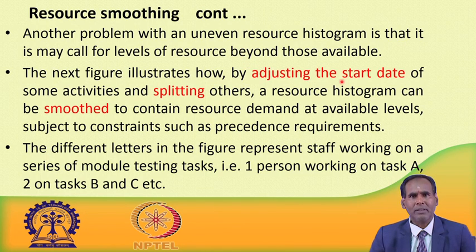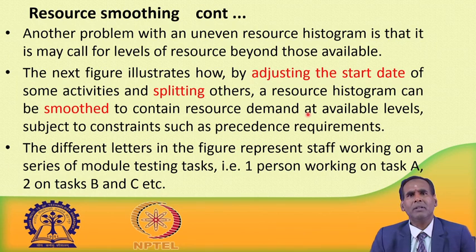One, by adjusting the start date. We will not exactly start from the earliest start date; wherever some slack or float time is there, we will take advantage of the float time and may delay the starting time a little bit. That is number 1. Number 2, these activities we do not put in continuously; wherever possible we may split some of the activities. So, by using these two methods, adjusting the start date a little bit and splitting some of the activities, a resource histogram can be smoothened to contain the resource demand at the available rate. So, what are the available resources?